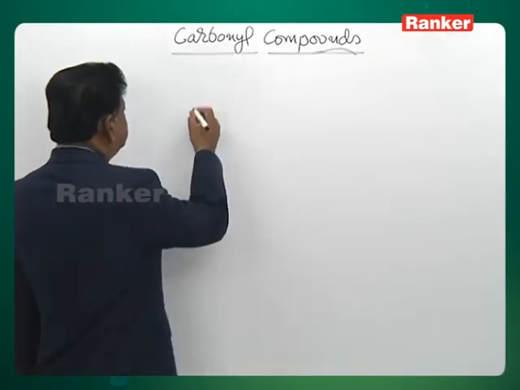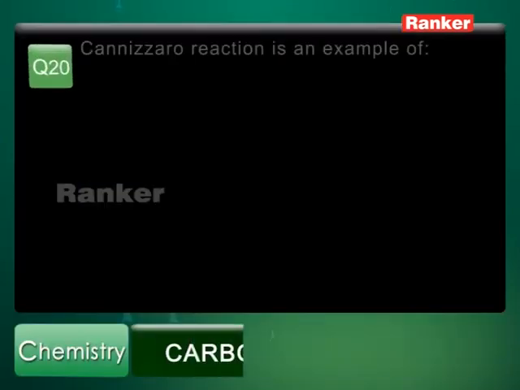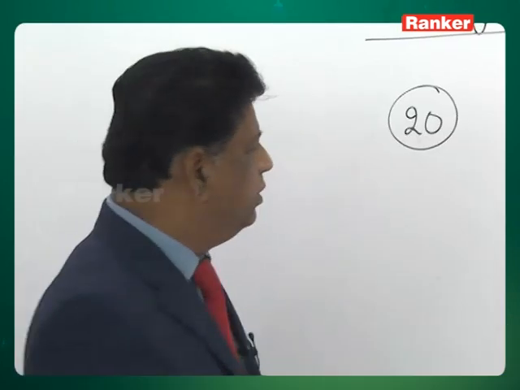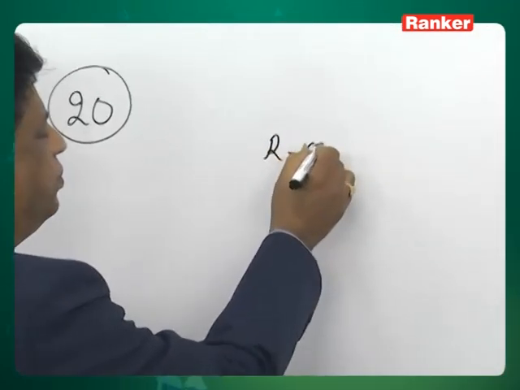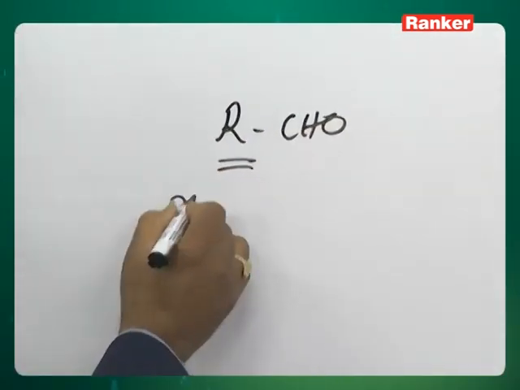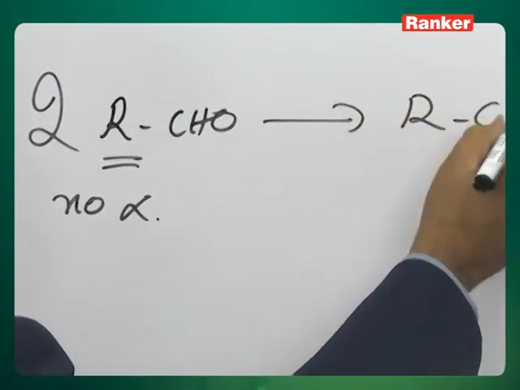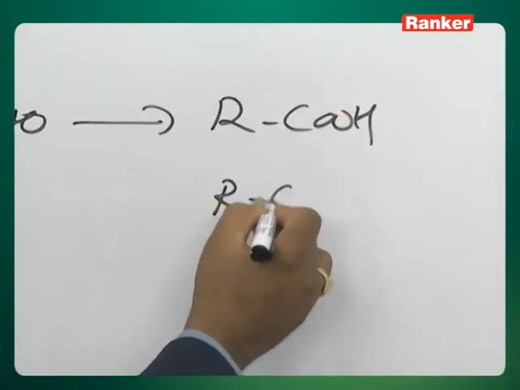Let's go for the next question. 20th question. Cannizzaro reaction is an example. In the Cannizzaro reaction, what happens? If two aldehydes are there which have no alpha hydrogen, two compounds, one will become into the acid, one will become into the alcohol.